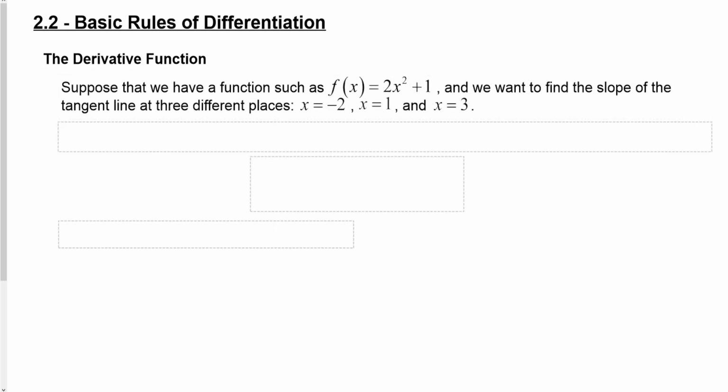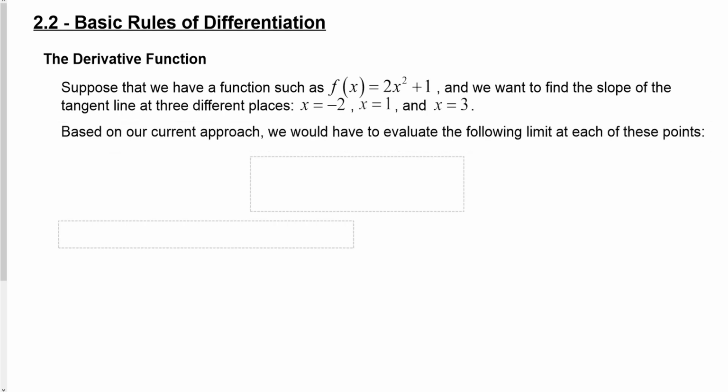So suppose we have a function such as f of x equals 2x squared plus 1, and we want to find the slope of the tangent line at three different places: x equals -2, x equals 1, and x equals 3. Based on our current approach, we would have to evaluate the limit at each of these points.